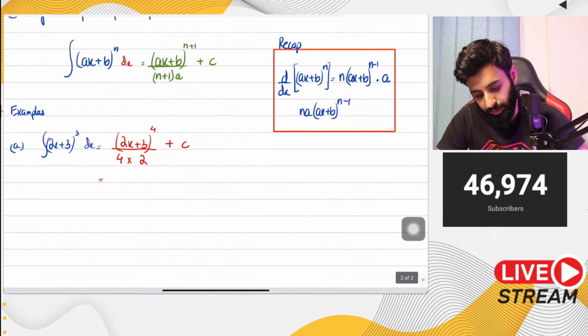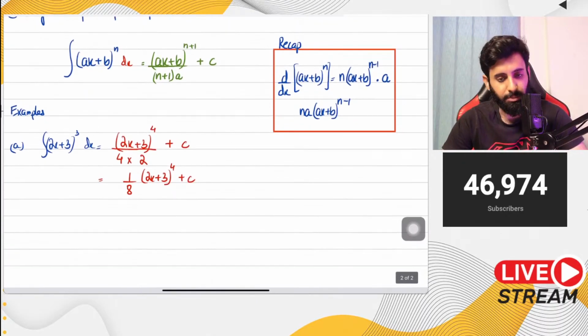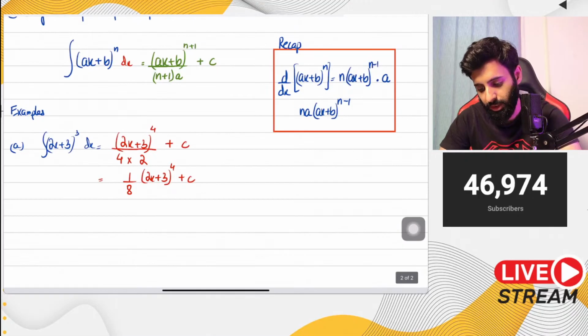So there you go. You can write it like this, 1 upon 8 into 2x plus 3 to the power of 4 plus c. Okay, and yes, you can also write it as 2x plus 3 to the power 4 upon 8 plus c. Okay, both are fine.